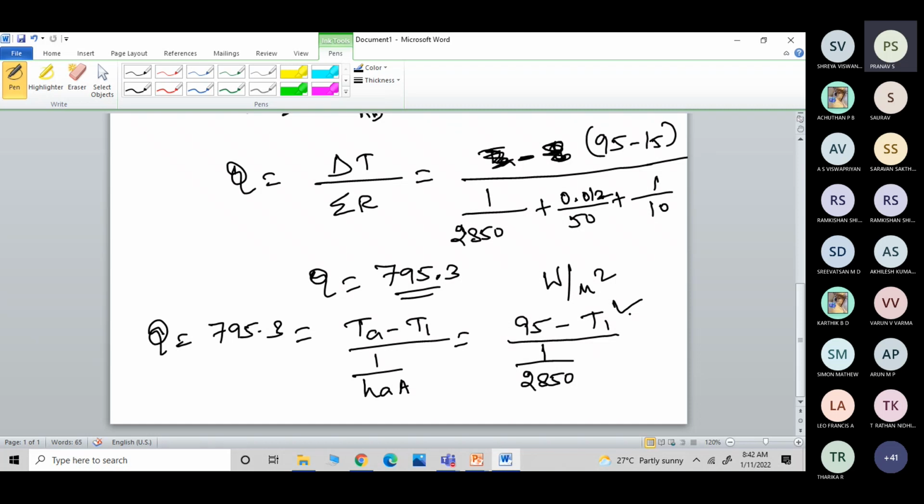Sir, shouldn't we convert degrees Celsius to Kelvin, or is it not necessary? No, the temperature difference is going to be the same. When you say 100 degrees C minus 0 degrees C, it is equal to 100. 373 Kelvin minus 273 Kelvin is also equal to 100. Okay, got it. The temperature difference is going to be the same anyway.